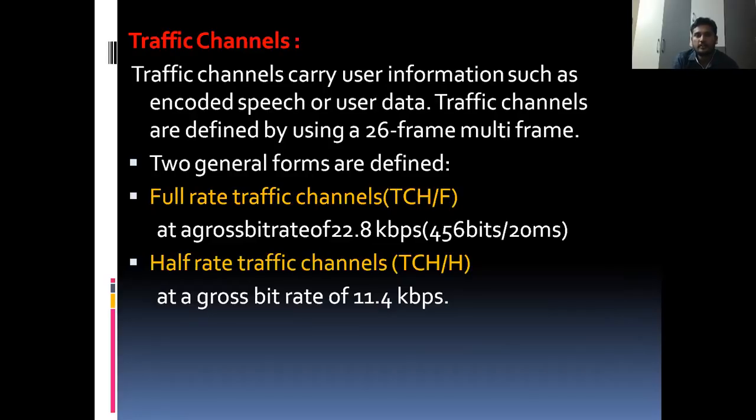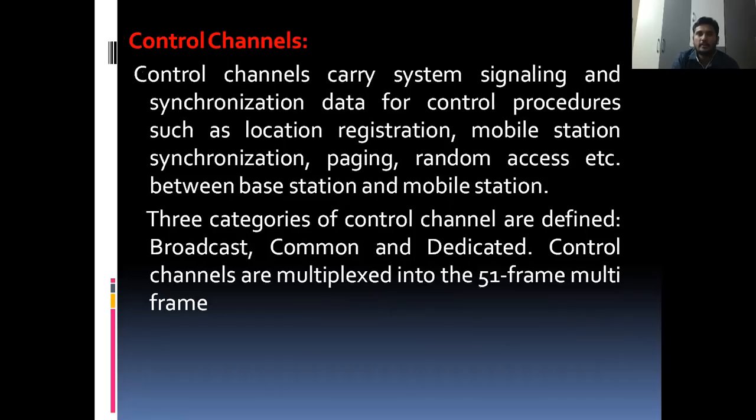The full rate traffic channel has a gross bit rate of 22.8 kbps, and the half rate traffic channel has a gross bit rate of 11.4 kbps. In the full rate, a gross bit rate of 22.8 kbps, that is 456 bits in 20 milliseconds. So in the half rate traffic channel, the bit rate is 11.4 kbps. These are the two traffic channels: the full rate traffic channel and the half rate traffic channel.